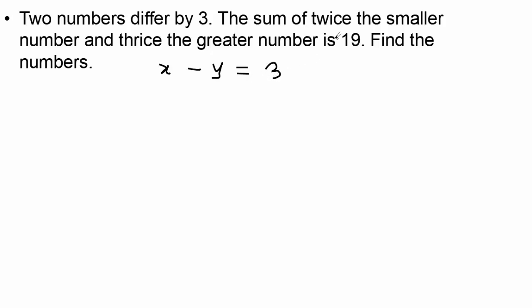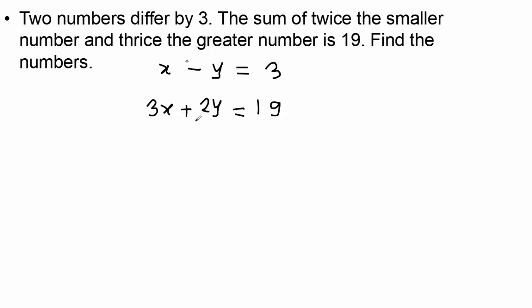And the sum of twice the smaller number and thrice the greater number. Twice the smaller number, that means 2y. X is the greater number, y is the smaller. Thrice the greater number, that means 3x. And their sum is 19. Thus we got two equations from this and we shall try to solve.